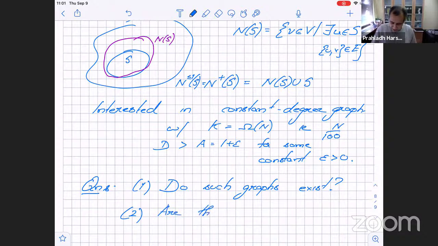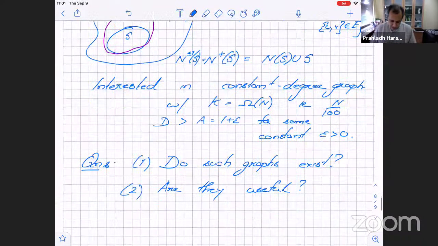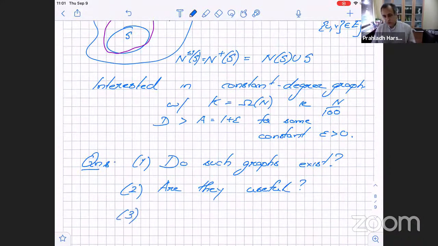They're useful. Of course, the reason I defined it was for samplers. That was the motivation behind it. It will be a while before I get back to the application to samplers, but we'll immediately see there is a particular thing for randomness reduction for which they will be useful. Are they useful? That is an understatement. Expander graphs have been extremely useful in the last 30, 40 years of theoretical computer science. And third, okay, such random graphs exist.